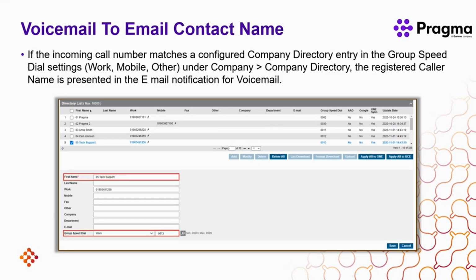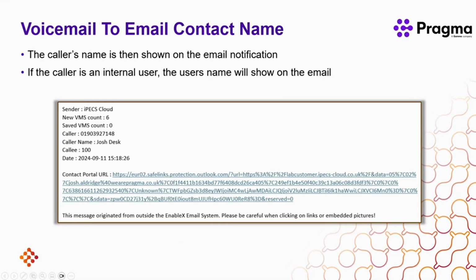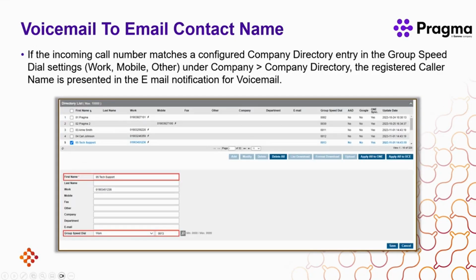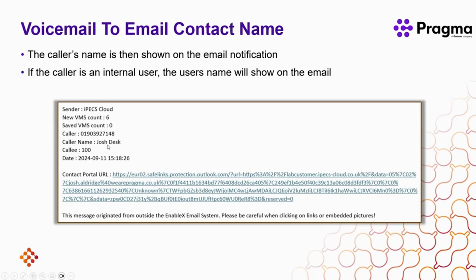Voicemail to email contact name. So if you've got voicemail to email set on a user and the caller ID matches someone in the company directory, that caller name is now shown on the voicemail to email. So you can see on this example, about halfway down, caller name is Josh Desk, my desk phone that I made this call on. And that's the same for company directory entries it matches and extensions. So if that's an internal caller that leaves a voicemail, the internal caller's name, the extension name will be shown on the email.